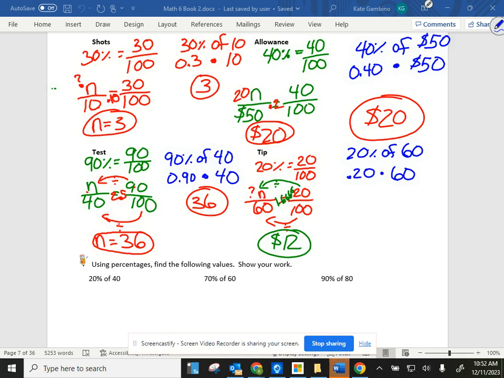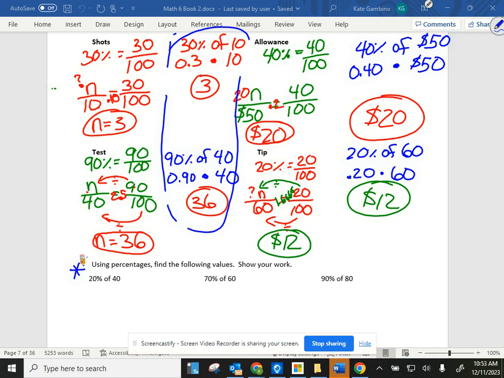So 0.2 times 60 gives me what number? That gives me that same answer as well. Both methods get us the same answer. So now it says, using percentages, find the following values, show your work. Look at this. These are the same as what we did here.